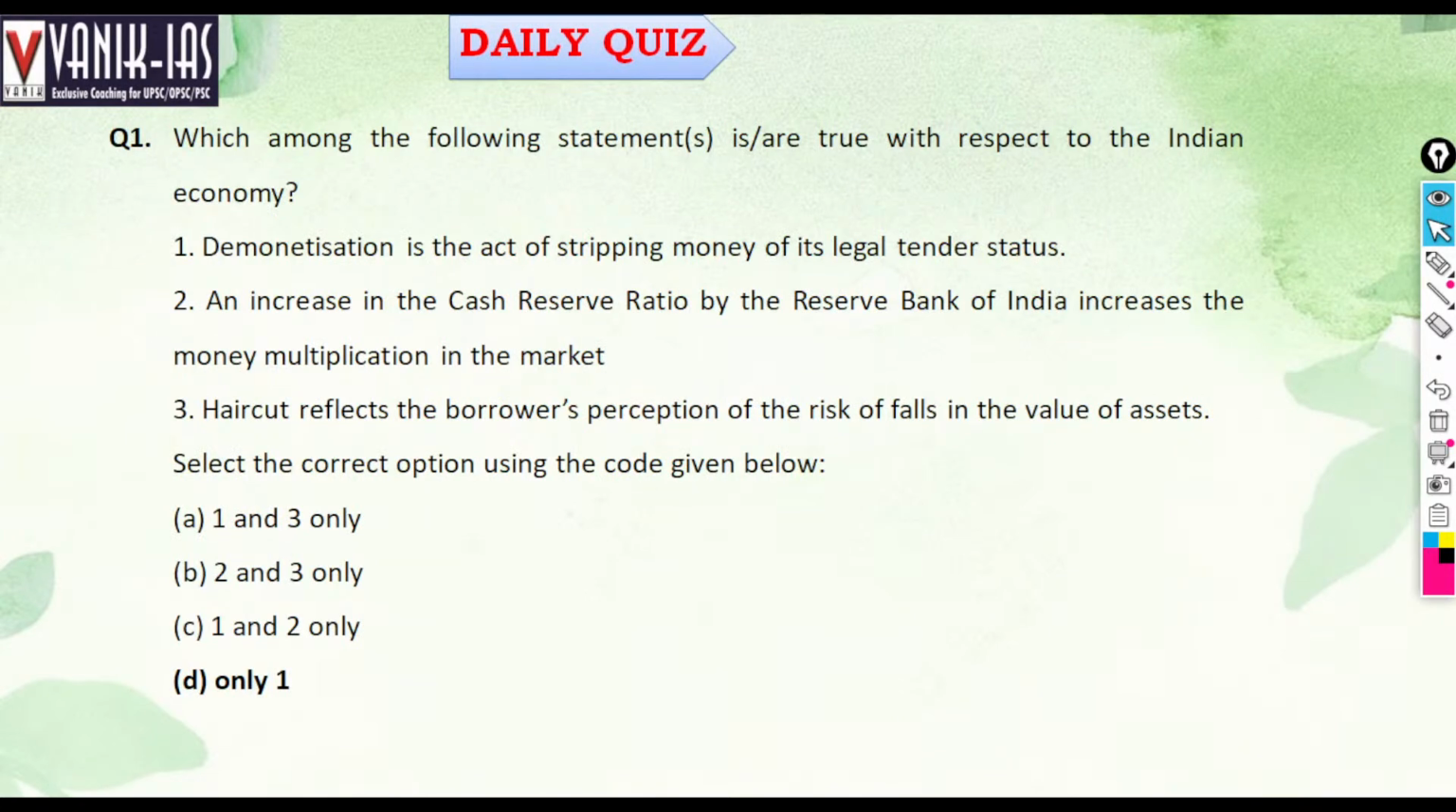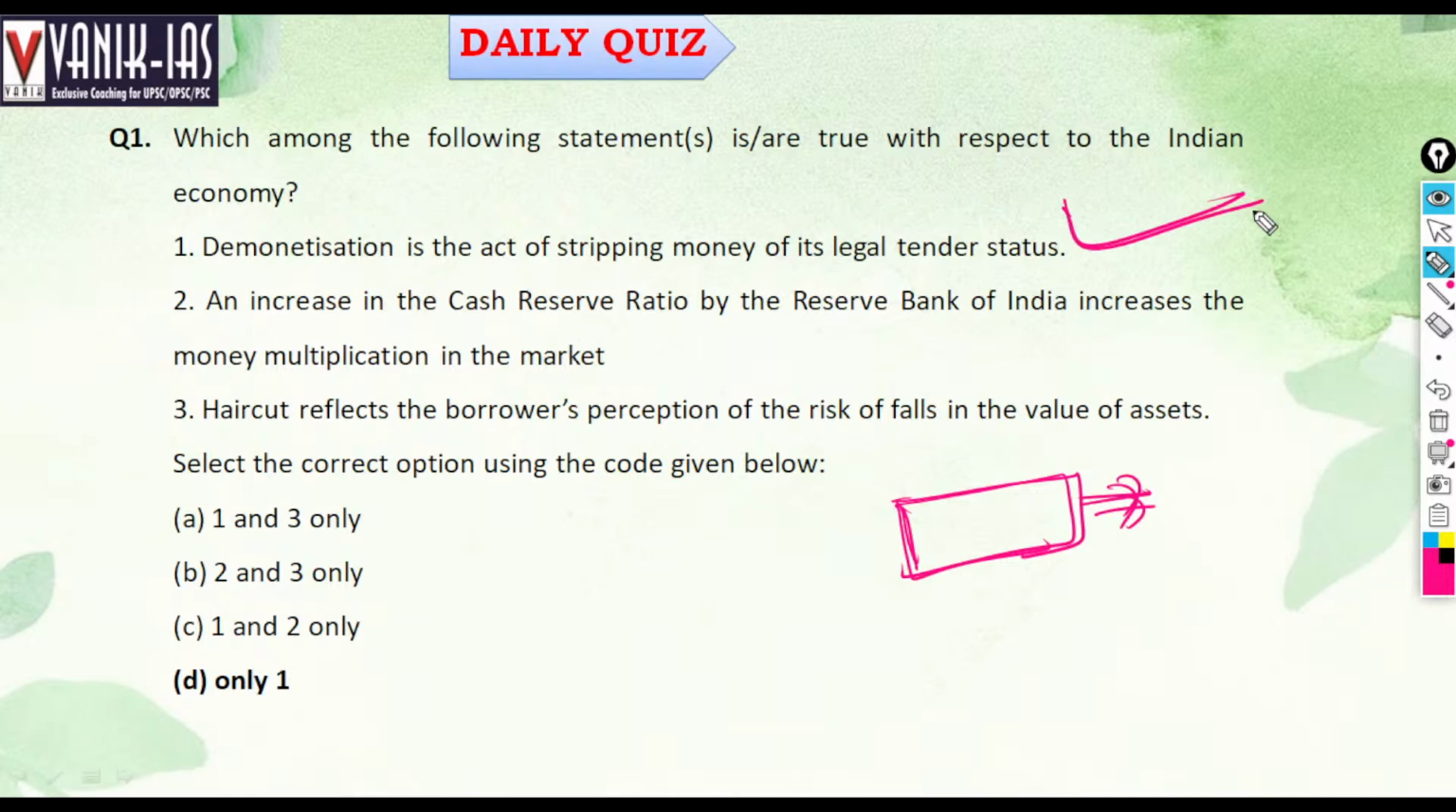Which of the following statements are true with respect to the Indian economy? First, demonetization is the act of stripping money of its legal tender status. Right. We have already witnessed demonetization. There was one particular type of currency, and demonetization means its legal tender status was withdrawn. This is right.